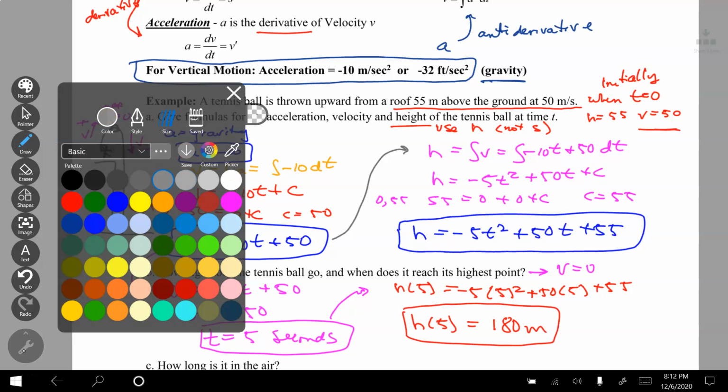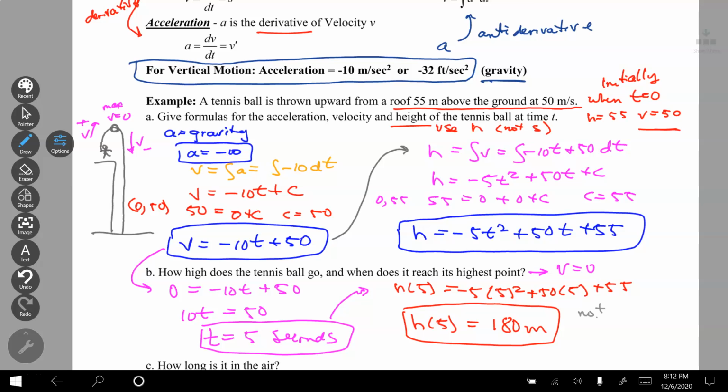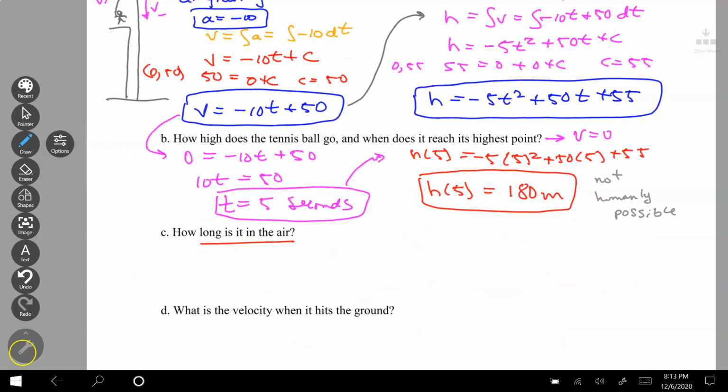Which, on a side note, you could not do this. There's no human that could ever do that. Stand on a roof and throw it 180 meters. Not feet, meters.